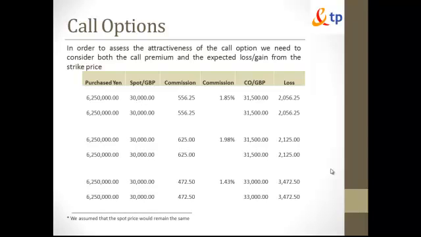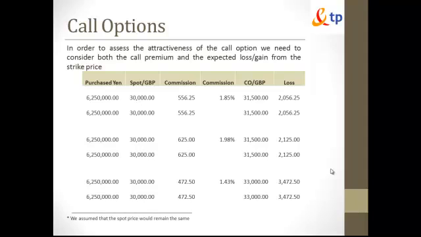And as we can see, for the first option, we have a commission of 556, which would be about 1.85% of the spot price of the yen. And so when we assume that the spot price in the transaction would remain the same, and this is just to sort of show the impact or sort of how the cost structure is going to impact the transaction.